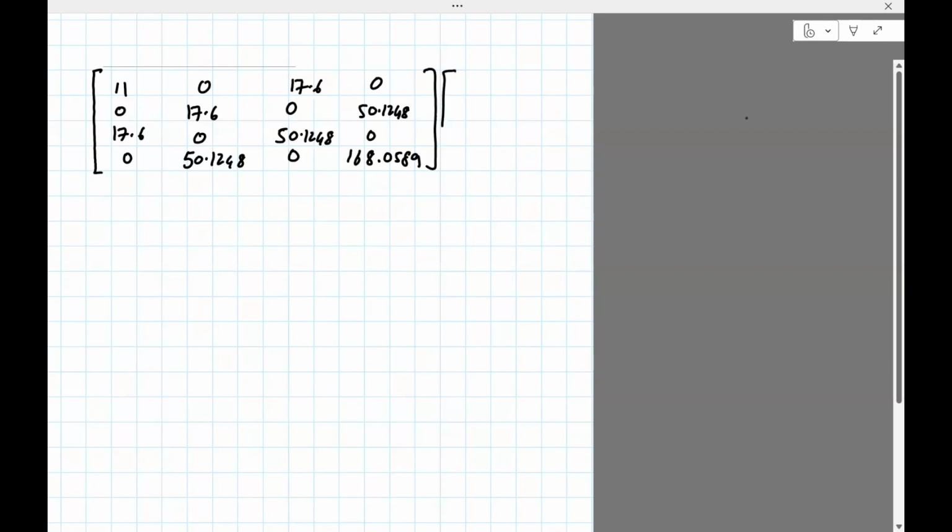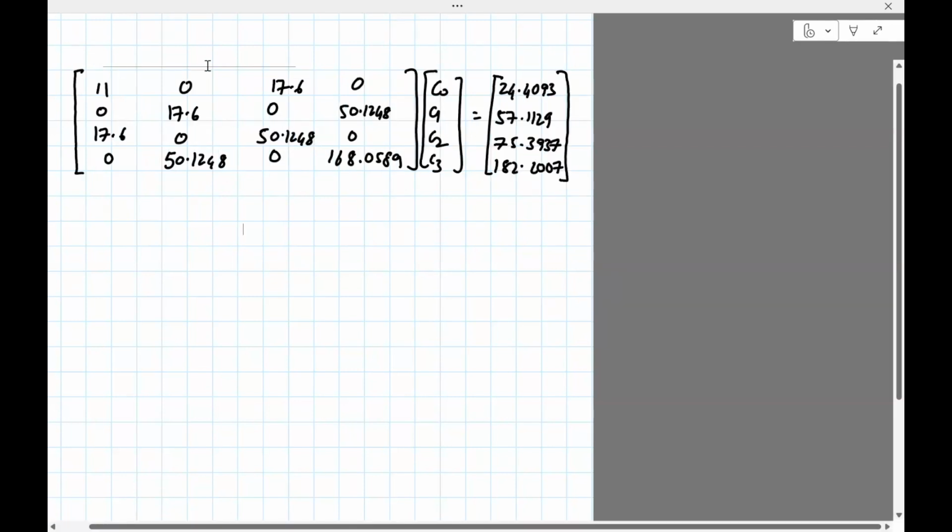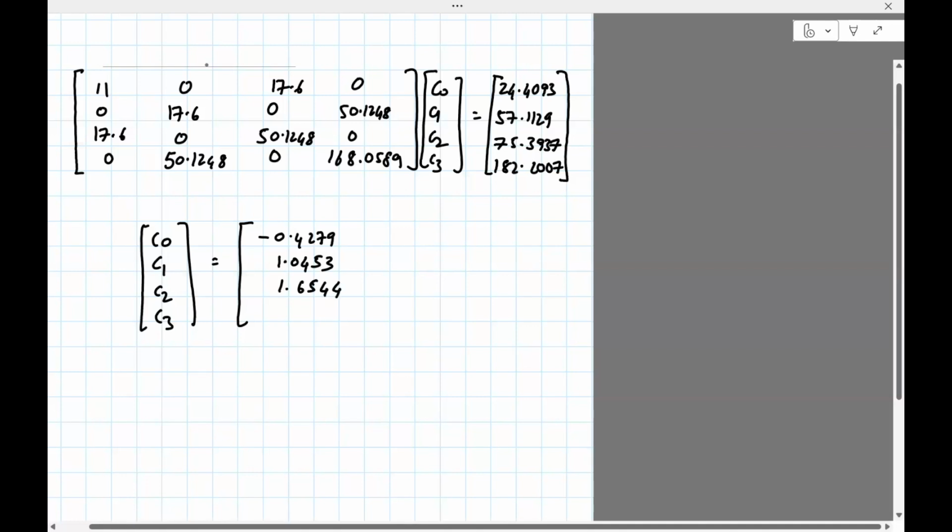168.0589, C0, C1, C2, C3, and then 24.4093. Okay, so we can solve for C0, C1, C2, C3 by inverting that 4 by 4 matrix. You get minus 0.40, so 4279, 1.0453, 1.6544, 0.7724.